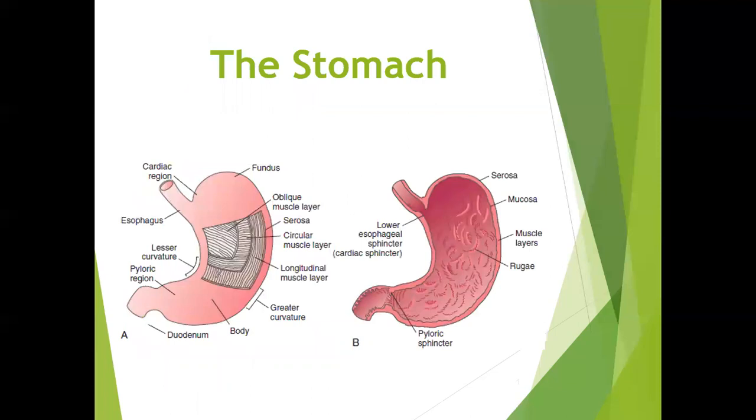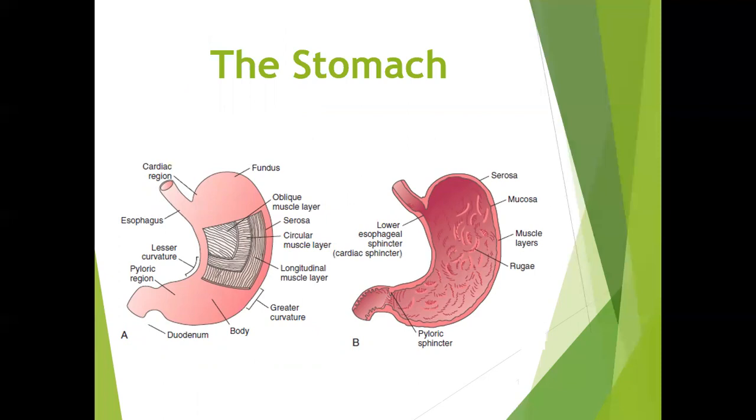The stomach. We look at the picture of the stomach on the left, and we see some things that we've talked about already. The esophagus, and where the esophagus meets the stomach on the right-hand side is called the lower esophageal sphincter or cardiac sphincter. Additionally, we call it the gastroesophageal sphincter.